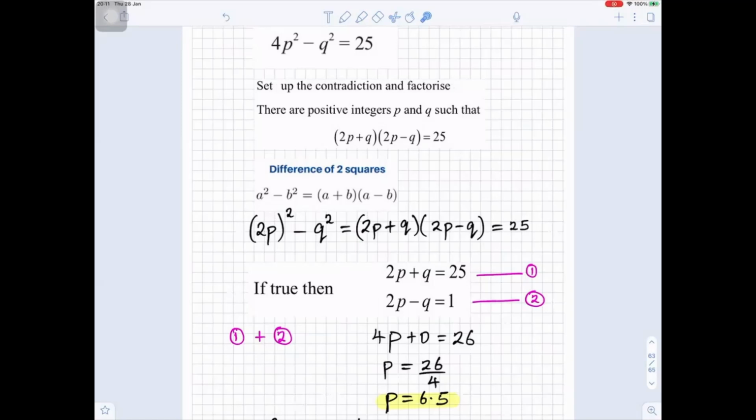So we can solve these two equations. We can add equation 1 and 2. 2p plus 2p is 4p. Q plus minus q is 0. 25 plus 1 is 26. So 4p is equal to 26. So p is 26 divided by 4. P is 6.5.